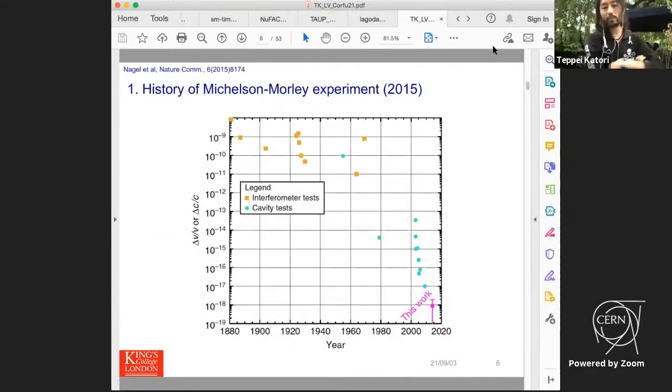Just a brief overview of the history of the Michelson experiment. These started from the 19th century, and now the precision got more than 10 billion times better than the Michelson. And the technology also swapped. It used to be an interferometer, and now it's a cavity test. And this is the snapshot of 2015, but it's getting even better. So yes, people keep testing these things experimentally.